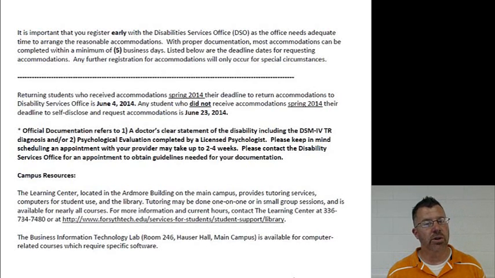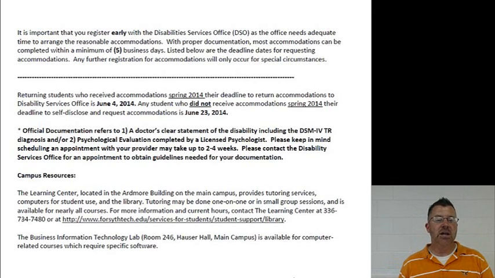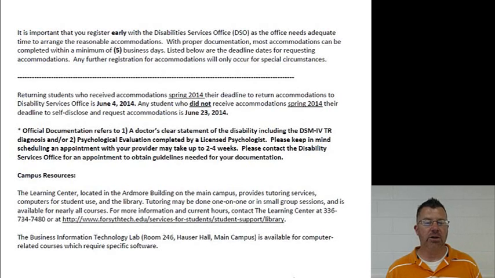Official documentation refers to 1. A doctor's clear statement of the disability, including the DSM-IV TR diagnosis, and/or 2. A psychological evaluation completed by a licensed psychologist. Please keep in mind, scheduling an appointment with your provider may take up to 2 to 4 weeks. Please contact the Disability Service Office for an appointment to obtain guidelines needed for your documentation.